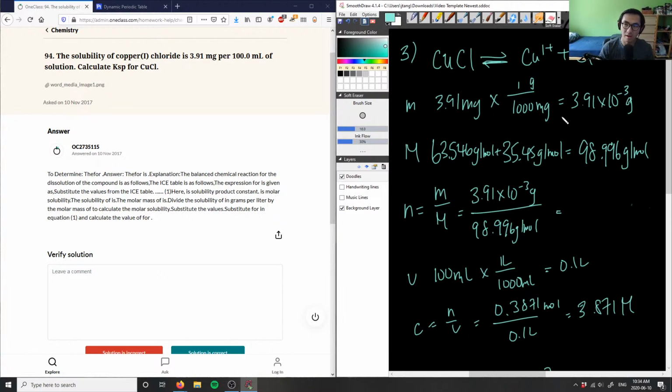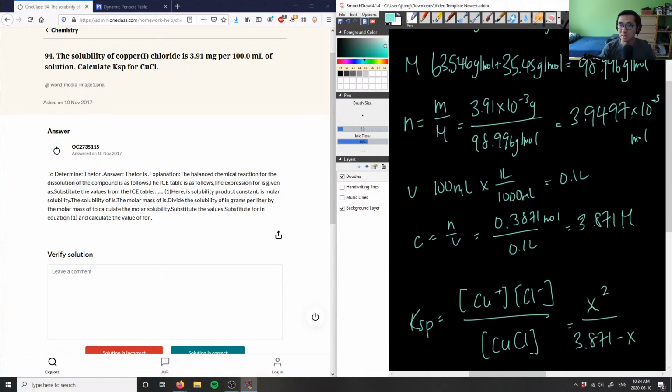So I think I plugged in a multiplication operation in my calculator, and not a division. So this is actually 3.9497 times 10 to the negative 5 moles, which means this would not give me 10 to the 4 for my concentration here.